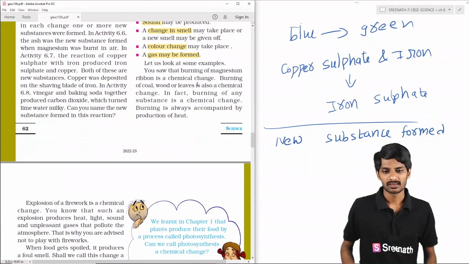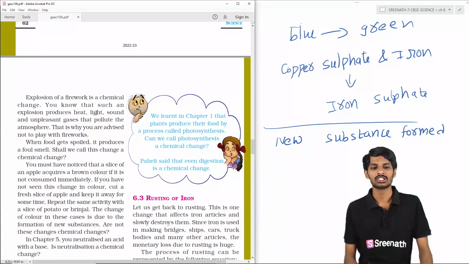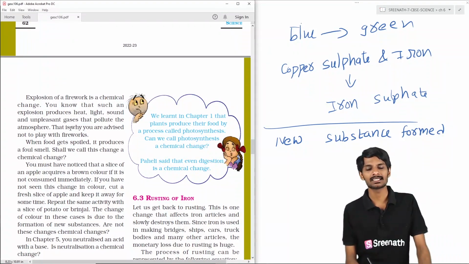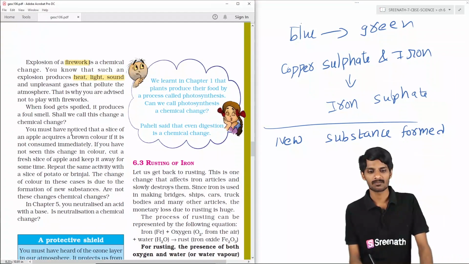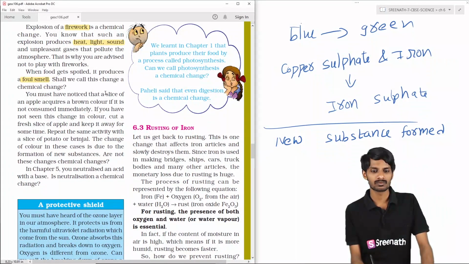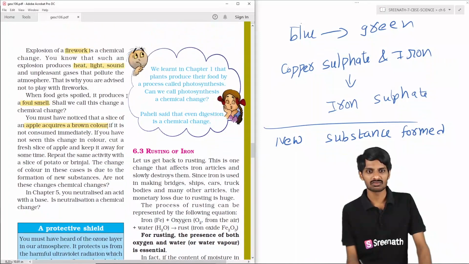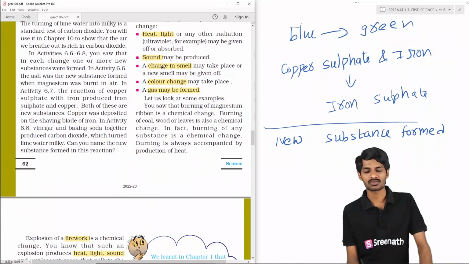Okay, and the burning of magnesium ribbon is also a chemical change, students. The explosion of fireworks is a chemical change, you will get lots of light, heat and sound in the case of fireworks, students. So when food gets spoiled, what happens? It will get a foul smell, a bad smell, and sometimes the color also changes. Suppose you have noticed an apple acquires a brown color if it is not consumed immediately. So all these come under chemical changes, color changes, smell changes. New substances will form, some heat may be released, some sound may be released, like that.